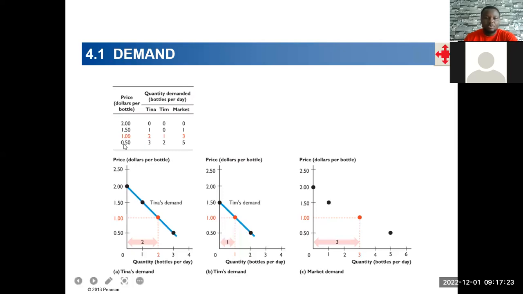Good. Then when price was 0.4, Tina bought 3 quantities, and then Tim bought 2. When we add them, we are getting what? 5. So at the price of 0.5, the market demand was what? 5. So when we draw a line through these points, we get our market demand. Okay, so we just sum the individual demands, and then that gives us our market demand. Is that okay? Yes. All right.